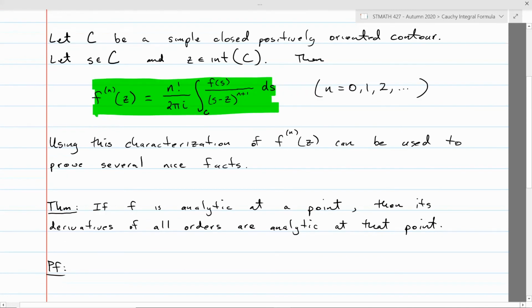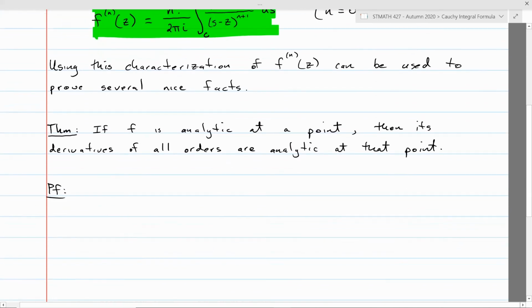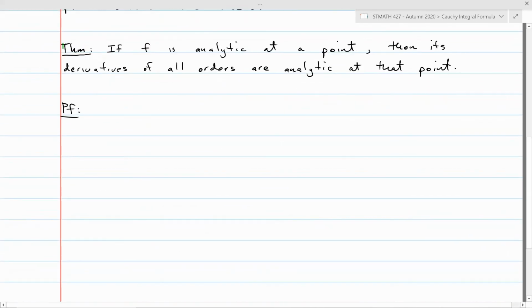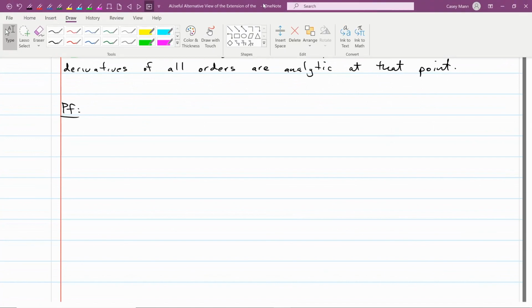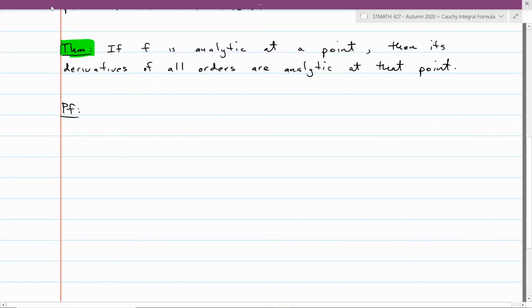Of course, we're going to glean a lot of information about differentiability from this formula, because we have a formula for the derivative that we can work with. For example, here is a big result, this theorem right here. It says if you have a function that's analytic at a point, then its derivatives of all orders are analytic at that point. So once you know a function is not just differentiable but analytic at a point, that means it's differentiable at that point and on a neighborhood of that point, and it goes all the way down. All the depths of derivatives that you want, you get.